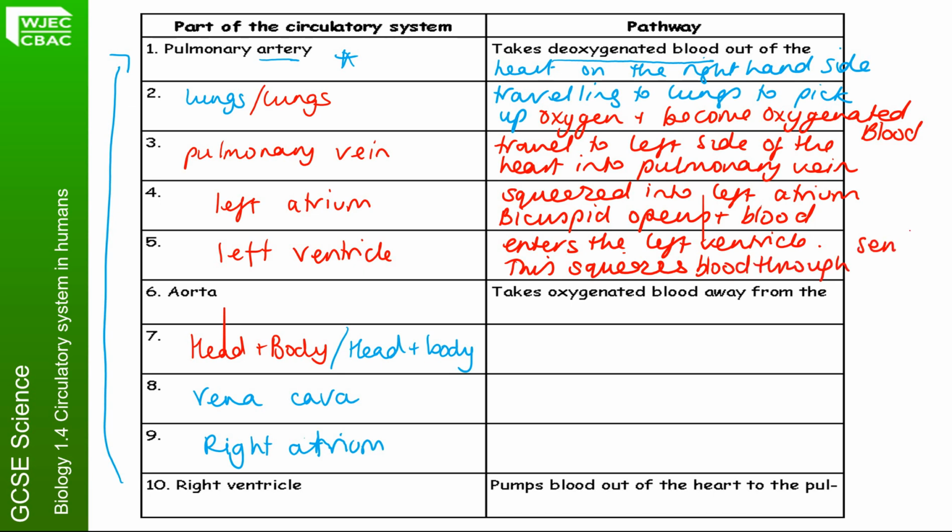So I'm going to have to write this at the side here because my writing's too big. Semilunar valves into the aorta. So this is a really, really powerful, high-pressured artery that leaves the heart. This is taking out oxygenated blood away from the left side of the heart to deliver oxygen to the head and body.